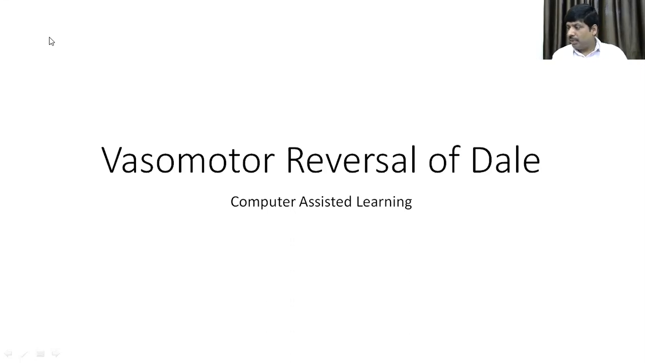So Dale's vasomotor reversal. Vasomotor, you all might know only the vasomotor center. It adjusts the blood pressure. So when there is reversal of this phenomenon, then it is called vasomotor reversal of Dale. We will see the details later on in the subsequent slides.